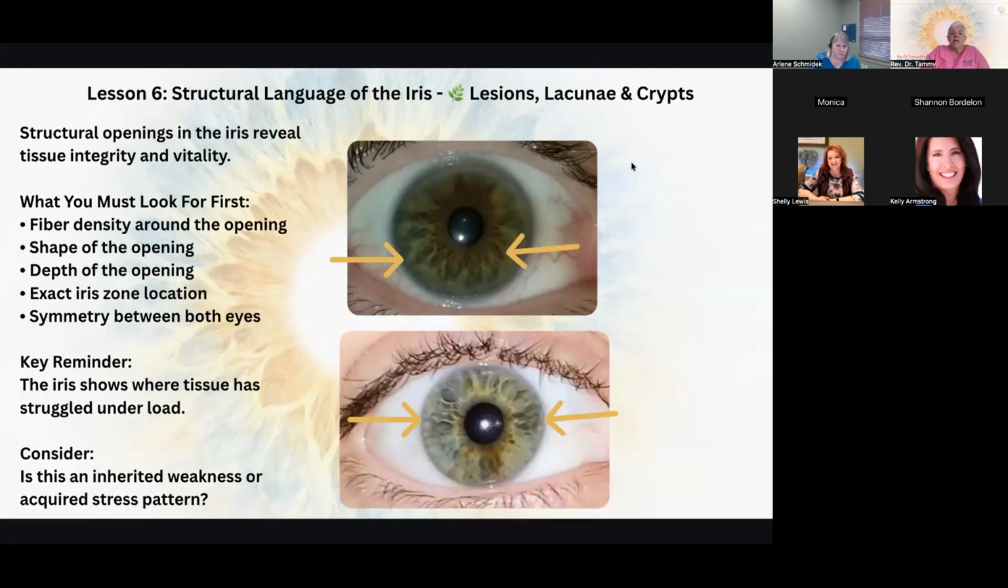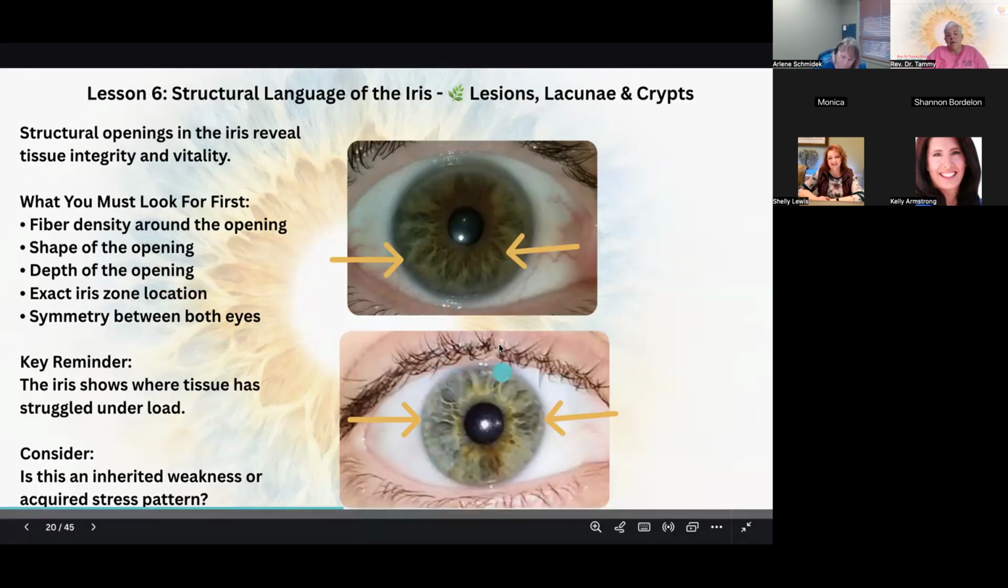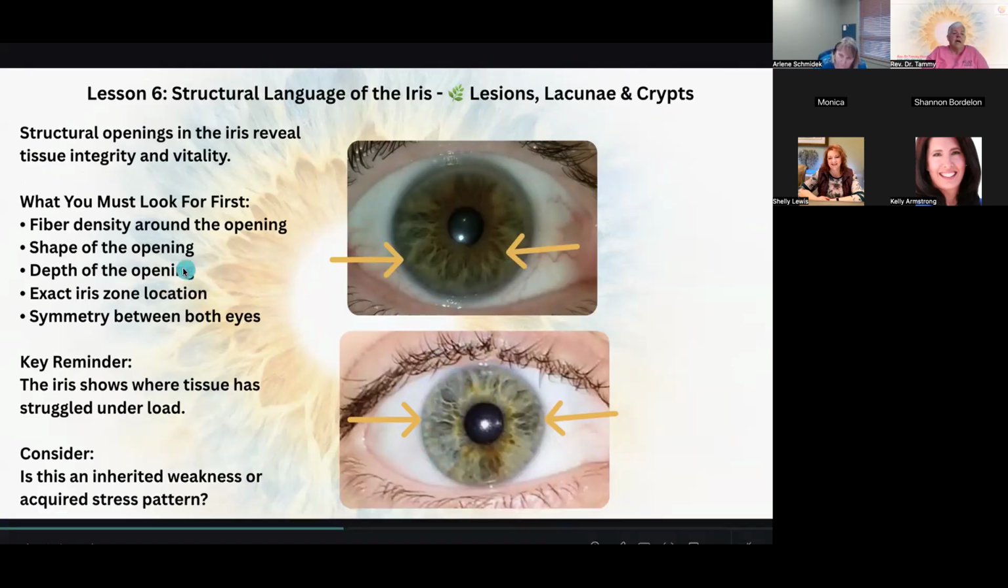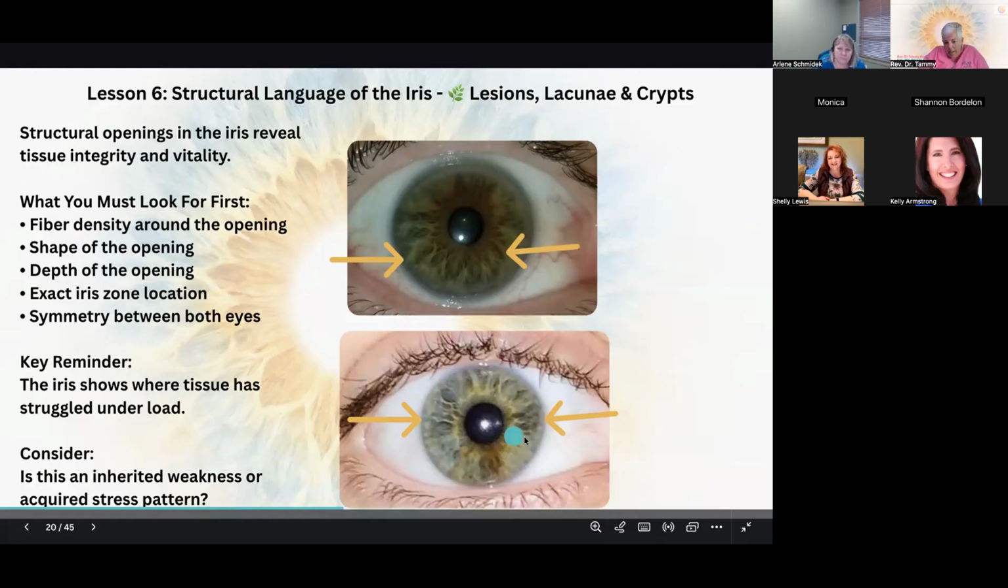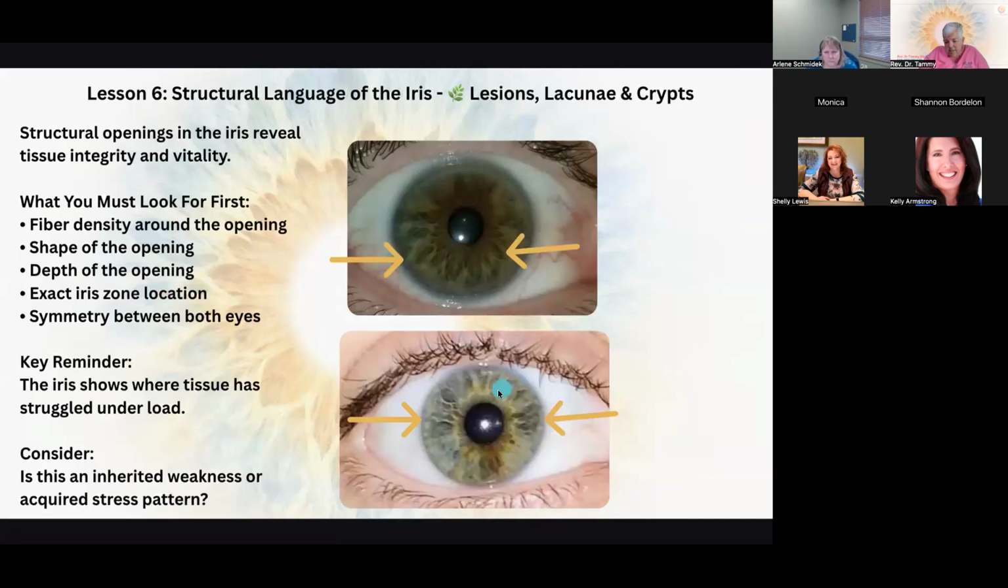Lesson 6, we're going to get into the structural language of the iris. Lesions, lacunae, crypts. The structural openings in the iris reveal tissue integrity and vitality. So both of them have lacunae. What you're wanting to look for is fiber density around the opening. There's some opening here, but there's no real fibers going on. This one is like a closed one. You can see it just kind of closed up here. This one is closed.